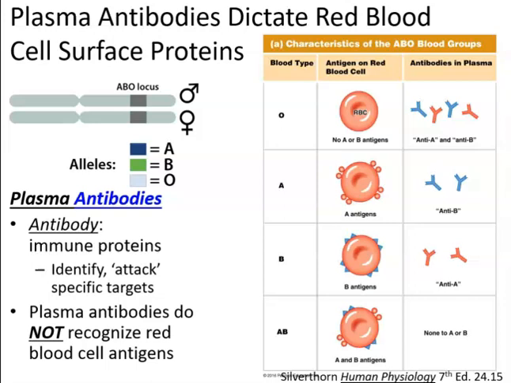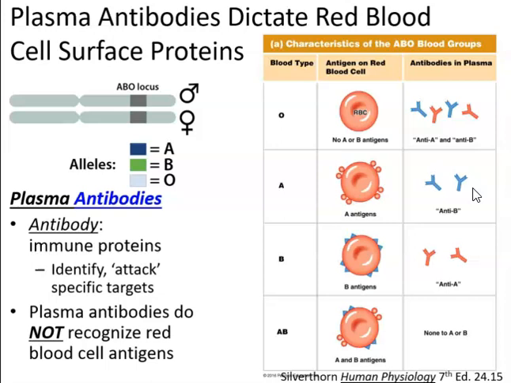So here we just see characteristics of the ABO blood groups. Again, type O blood has no A or B antigens on the surface of the red blood cell. However, within the plasma, there are both anti-A and anti-B antibodies. For type A, the red blood cell has A antigens on the surface, and they will have anti-B within the plasma, meaning they can only receive type A blood, because if they receive type B blood, their anti-B antibodies will cause an immune response with the type B blood if it is given or transfused.